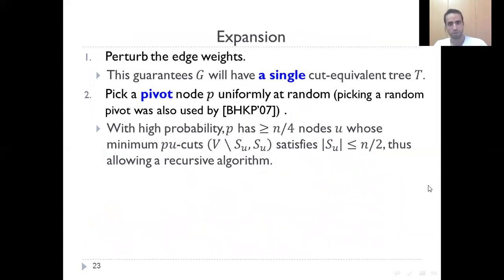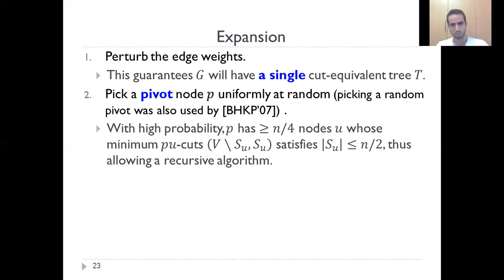Yeah, so now we're ready to describe the algorithm. So first we perturb the edge weights, and this will guarantee that there will be a single cut equivalent tree with n minus 1 distinct weights. Then we pick a pivot node P, uniformly at random. Note that picking a random pivot was used before. But we use the property as follows.